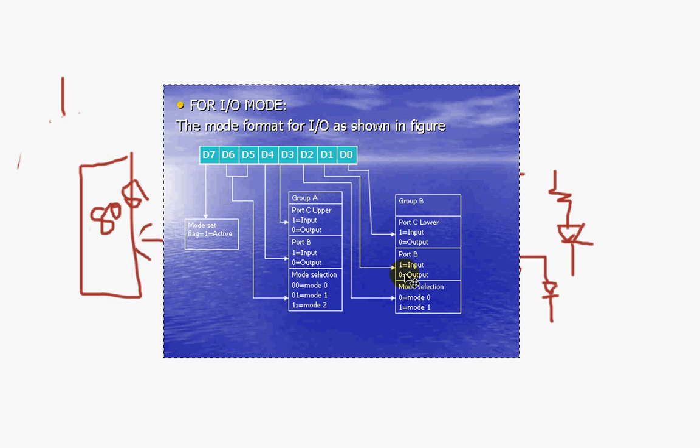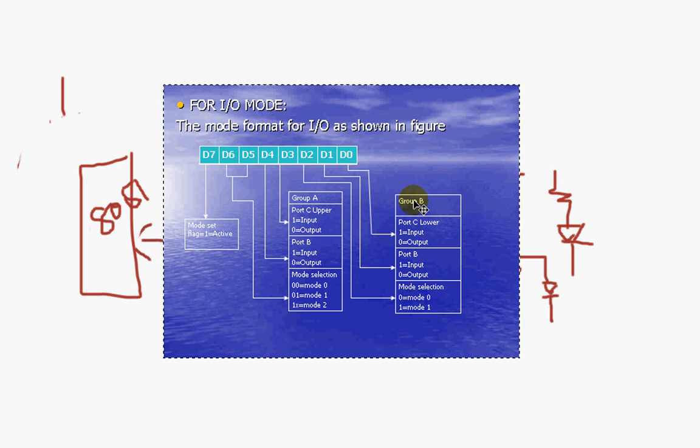For the control word, this is the format. D0 is for port C lower. Port C is split into two, port C lower and port C upper, where port C lower is nothing but the lower 4 bits. So D0 configures whether port C lower 4 bits are input or output. If you make this bit 1, the entire port C lower becomes an input port. If you make this bit 0, the entire port C lower becomes an output port. And D1 is for the entire port B, input or output. And then mode selection, whether it is the conventional mode or some special mode. By default it is mode 0.